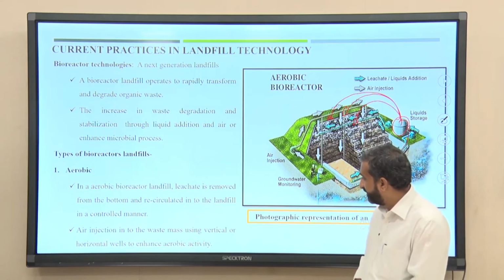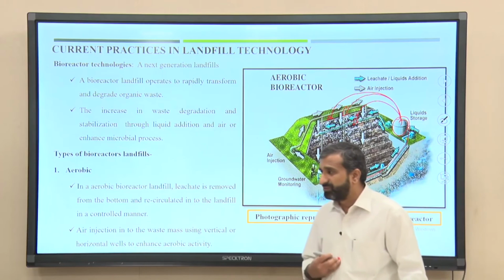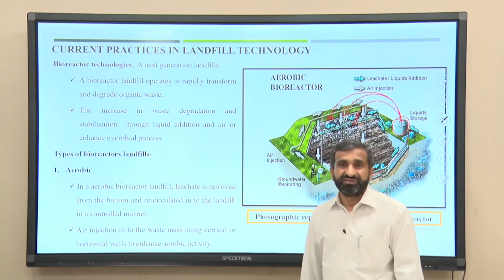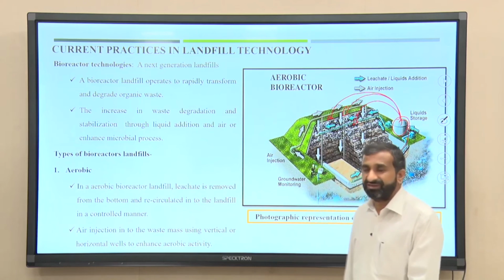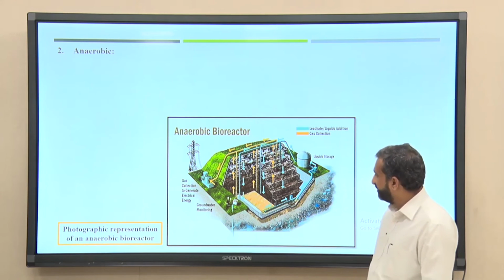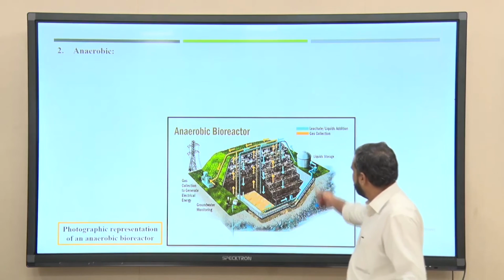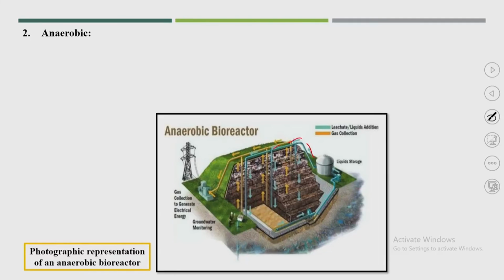Air is injected in the waste mass using vertical and horizontal wells to enhance aerobic activity. But again, when you are talking about aerobic, you require energy to inject air into the landfill area. Then this thought came: why not go for anaerobic, simple anaerobic. The operation is the same: leachate is stored, and again you recirculate it into the biomass. Now, because the landfill already has the final cover and is a closed landfill, the entire mass will be under anaerobic condition.